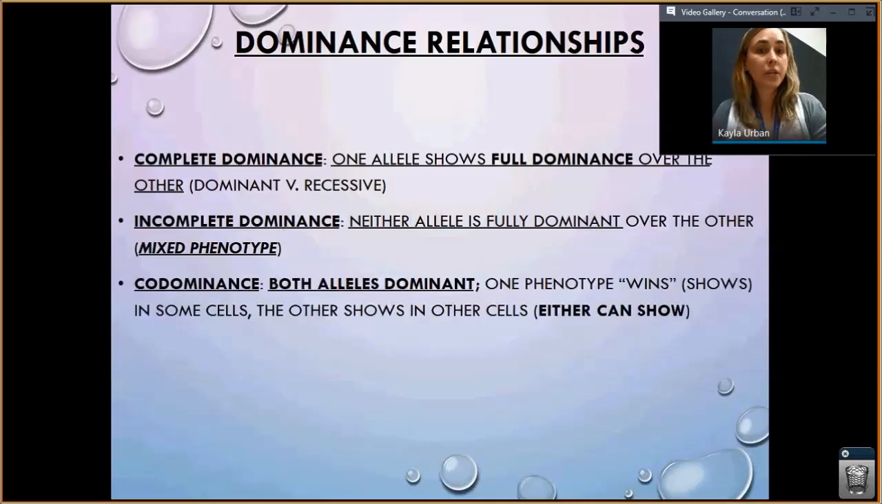There's also codominance, where both alleles show, and one allele typically wins or shows in some cells and not in other cells. The most famous example of codominance is going to be AB blood type, and we'll go through an entire day of blood type.